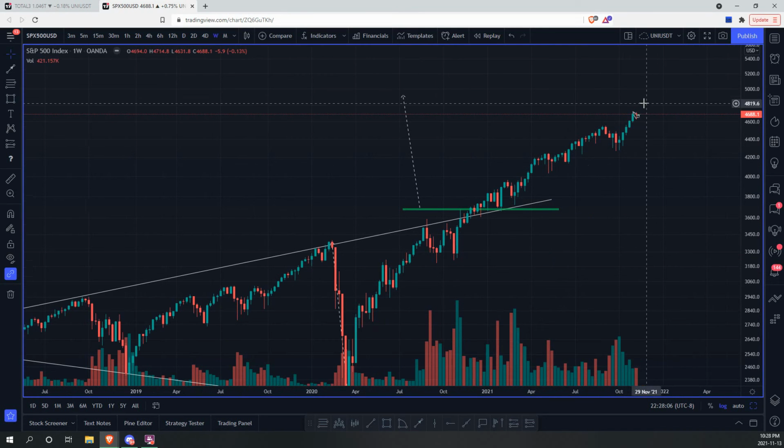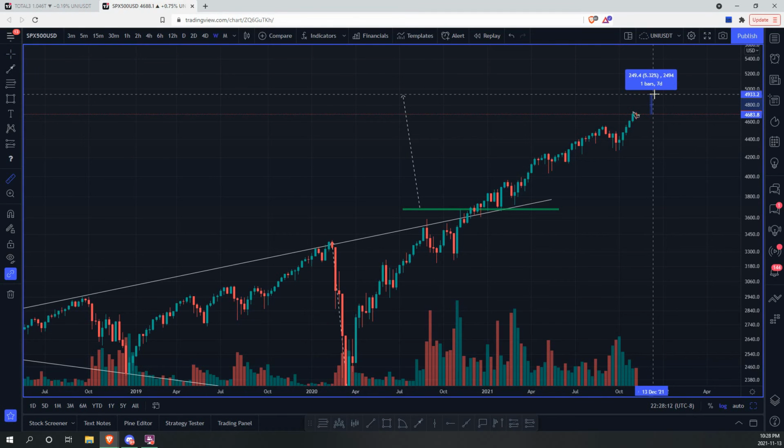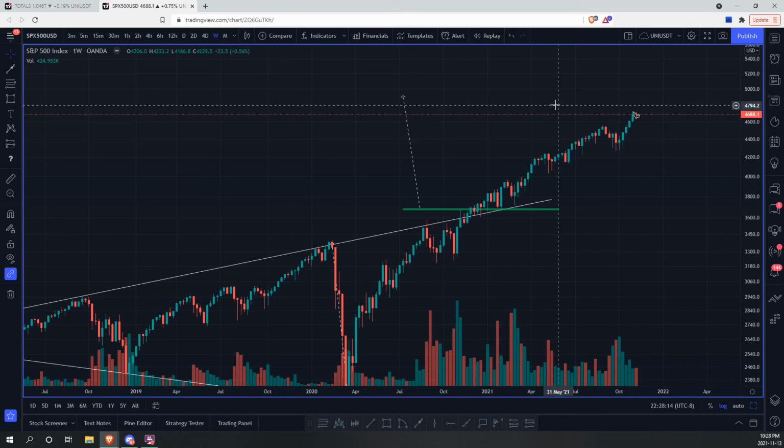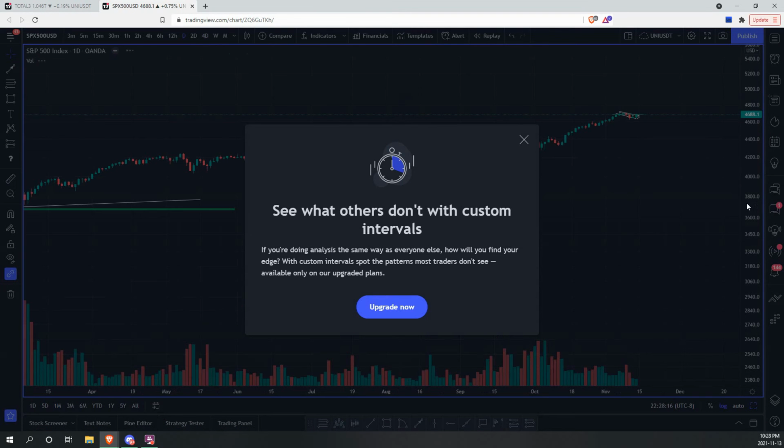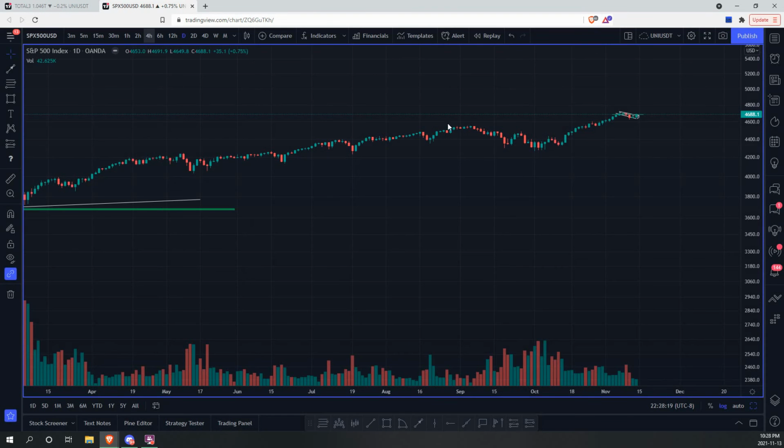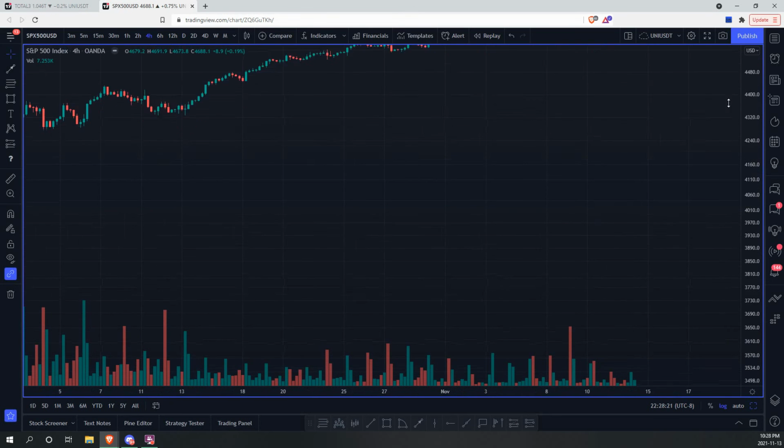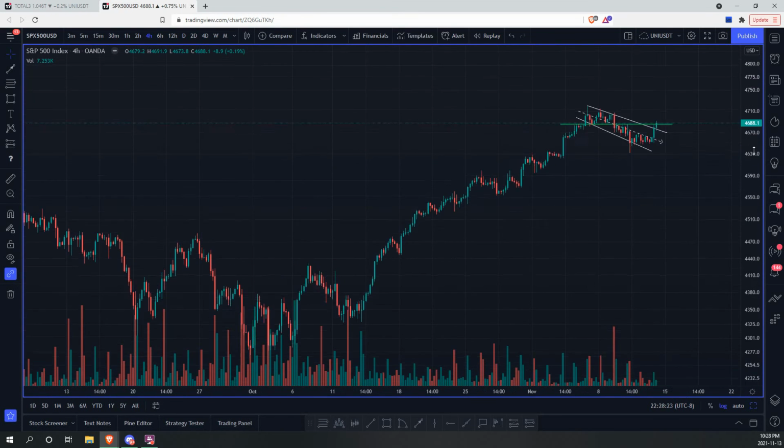So I think there's going to be that final push to the upside for the S&P, which doesn't look like much in terms of movement, but for the S&P, a movement of like 5, 7, 10%, we could overperform a little bit, is still pretty significant. So let's move to the 4 hour and talk about a smaller time frame now.